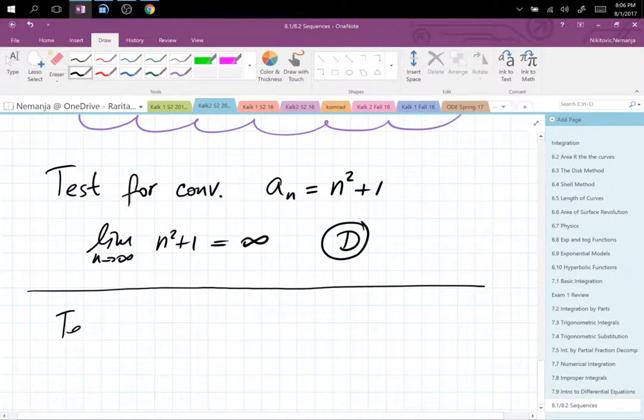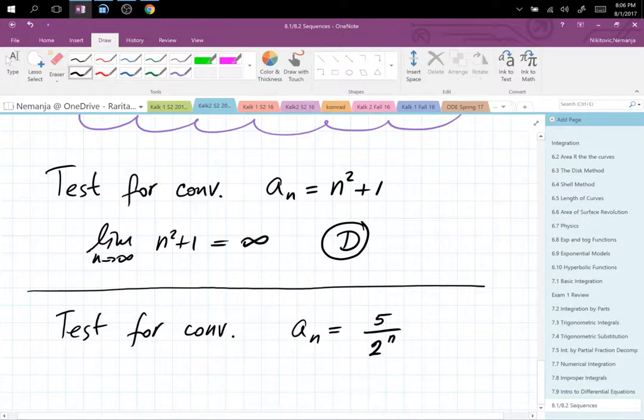Next one. Test for convergence. An equals 5 over 2 to the n.